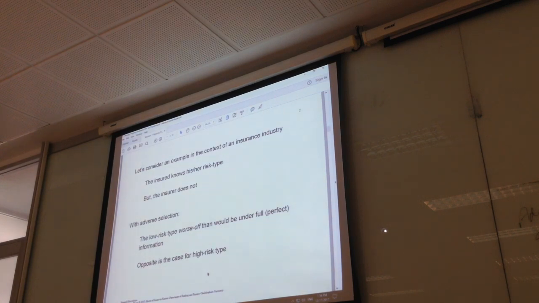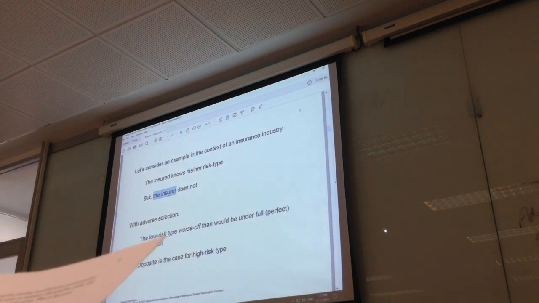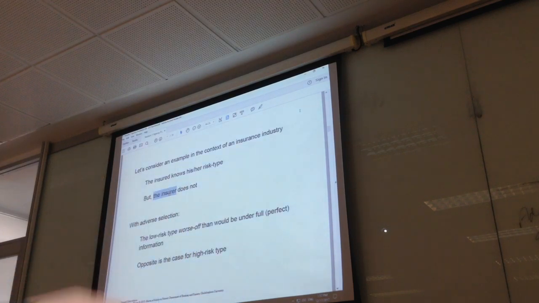Okay, let's move to a different context, one you are probably familiar with: the insurance context. The insured party, say the driver, would know his or her true risk type, safe driver or dangerous driver. The insurance company does not. So who buys the insurance policy? The driver. In this case, the buyer is informed and the seller is uninformed.